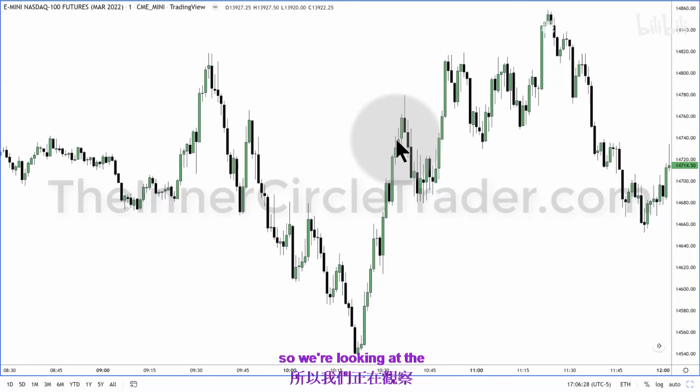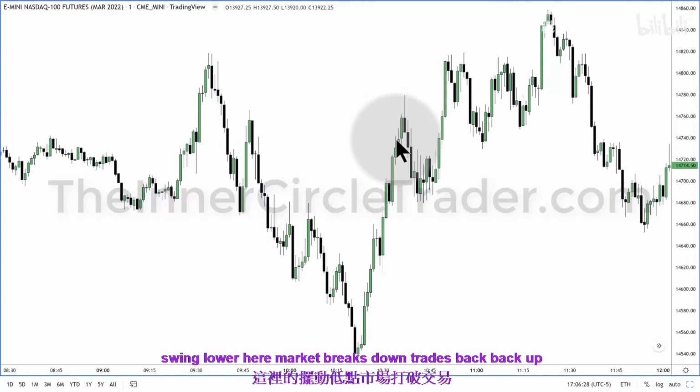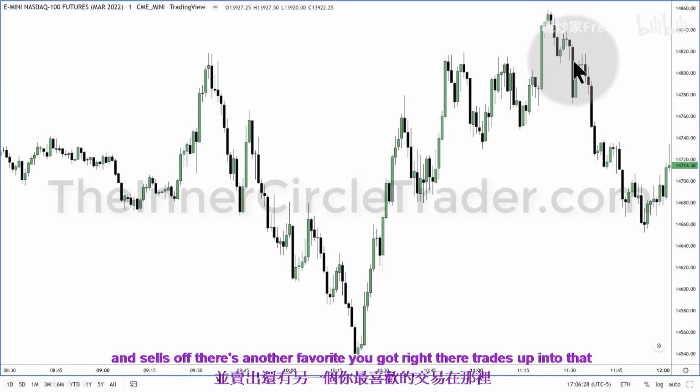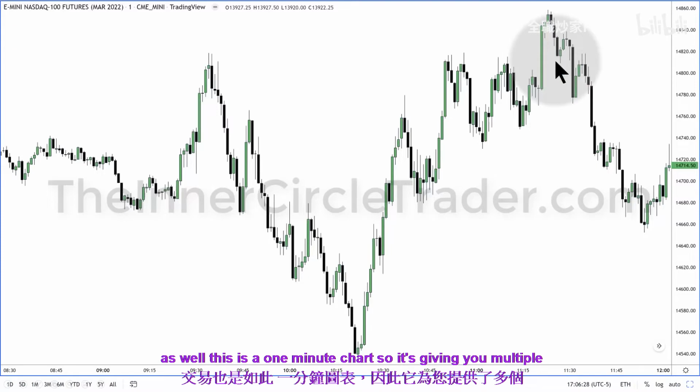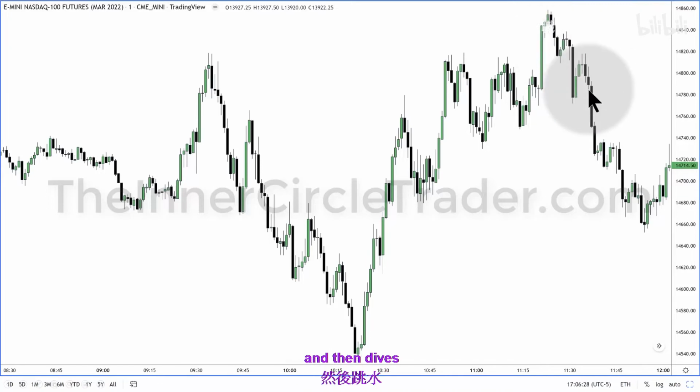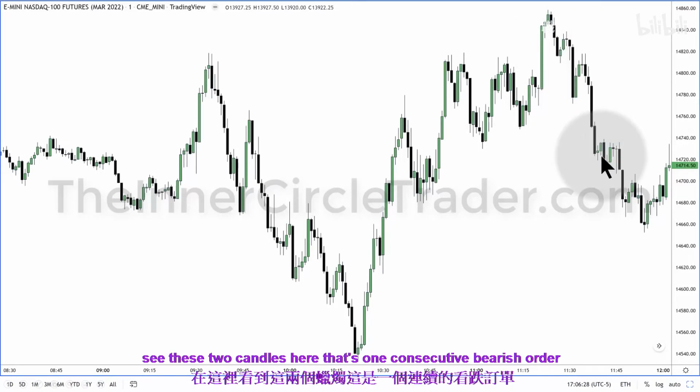Hello. So we're looking at the swing lower here. Market breaks down. Trades back up into this fair value gap here and sells off. And there's another fair value gap right there. Trades up into that as well. This is a 1 minute chart. So it's giving you multiple points of execution that you could trade on and then dives.